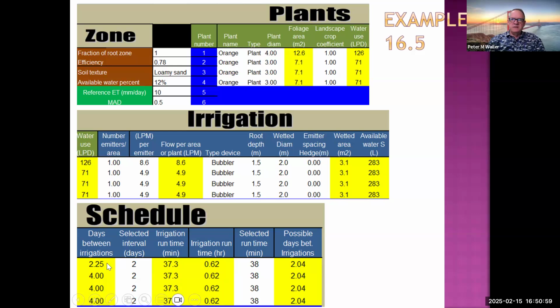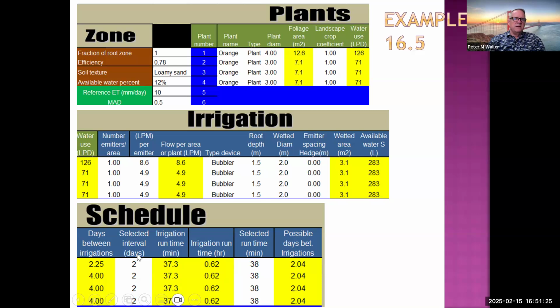So now the days between irrigations is 2.25 potentially for the large tree and 4 for the smaller trees. Well, what you're going to do is design the system for the large tree, which is the worst case, which is always what you do in irrigation. You always design for the worst case, whether it's the summer ET or the largest tree or the farthest emitter, you always design for the worst case.